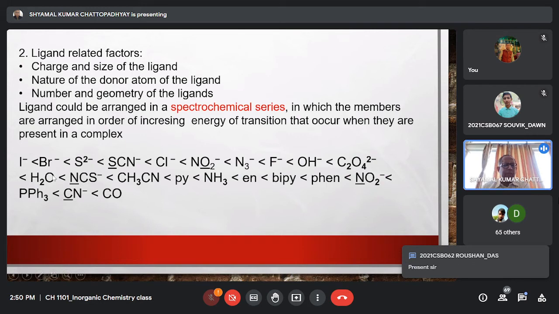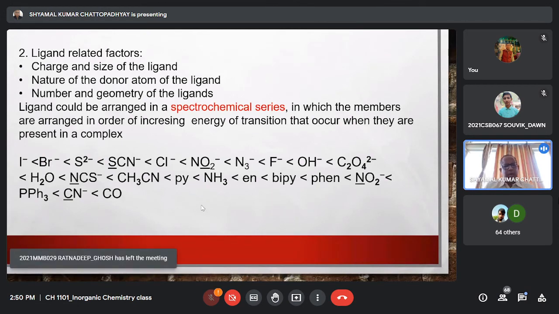But you have to somehow remember at least some aspects of the spectrochemical series, the arrangement of the different ligands in the spectrochemical series. You must remember this to some extent.